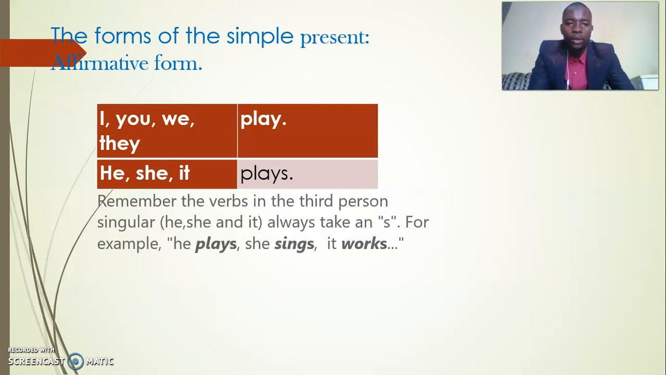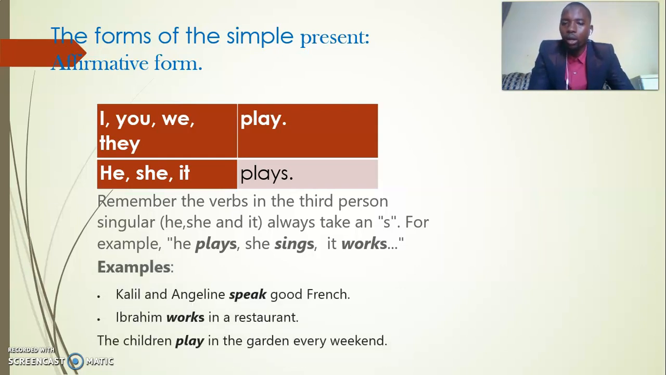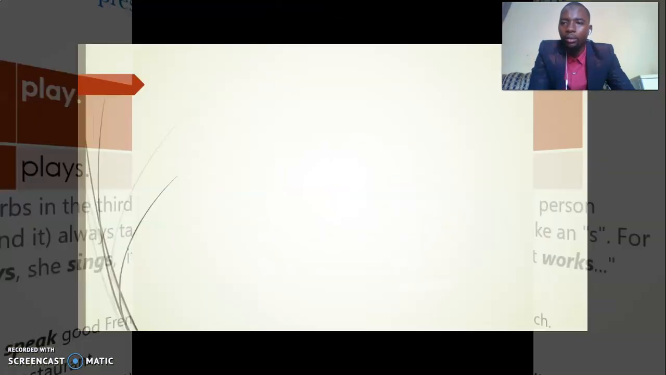Remember, the verbs in the third person singular, he, she, and it, always take an S. For example, he plays, he sings, it works. Here are some examples of sentences in which the verbs are conjugated in the simple present tense. Khalil and Angeline speak good French. Ibrahim works in the restaurant. The children play in the garden every weekend.